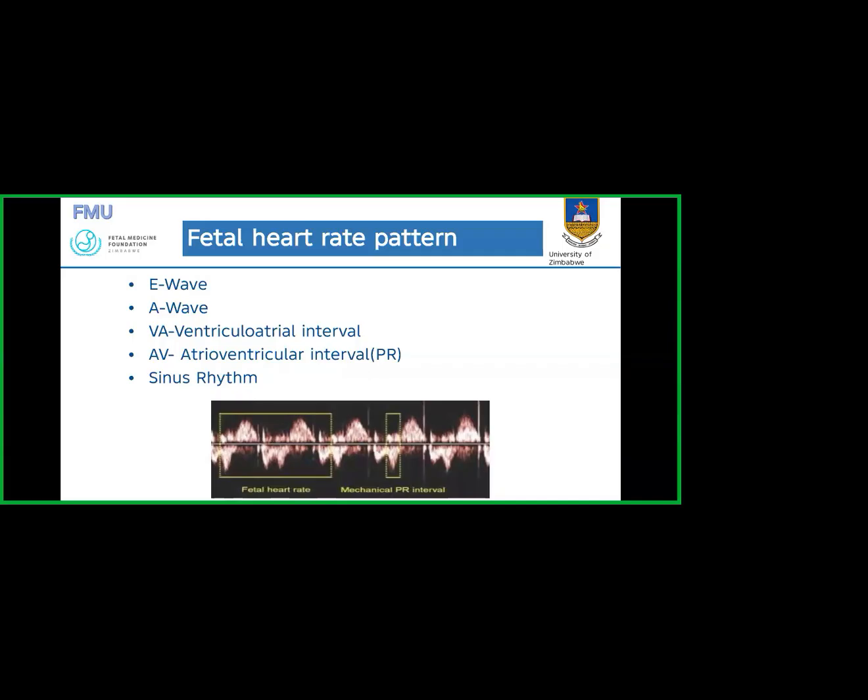On the ventricular inflow, we've got the E wave and the A wave, and from that you can do measurements that can give us an idea of the PR interval, which is analogous to the PR interval when we are doing the ECG. So in a normal sinus rhythm, we must have an atrial contraction first, which is followed by a ventricular contraction.